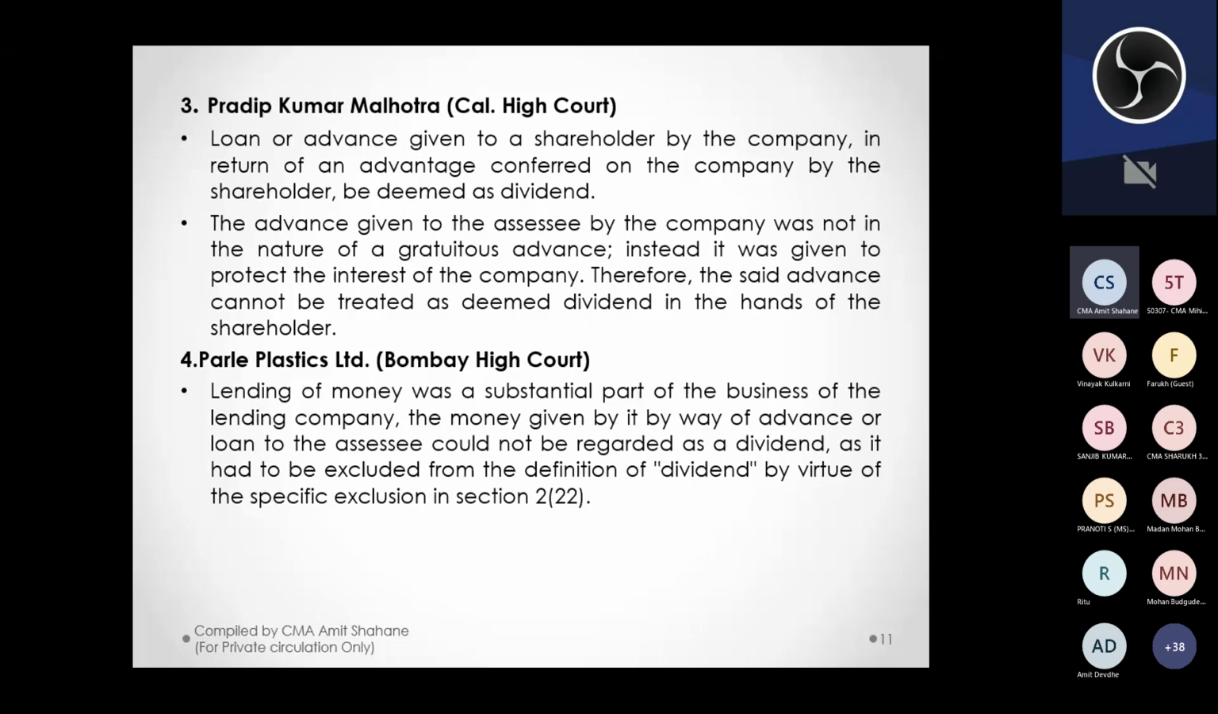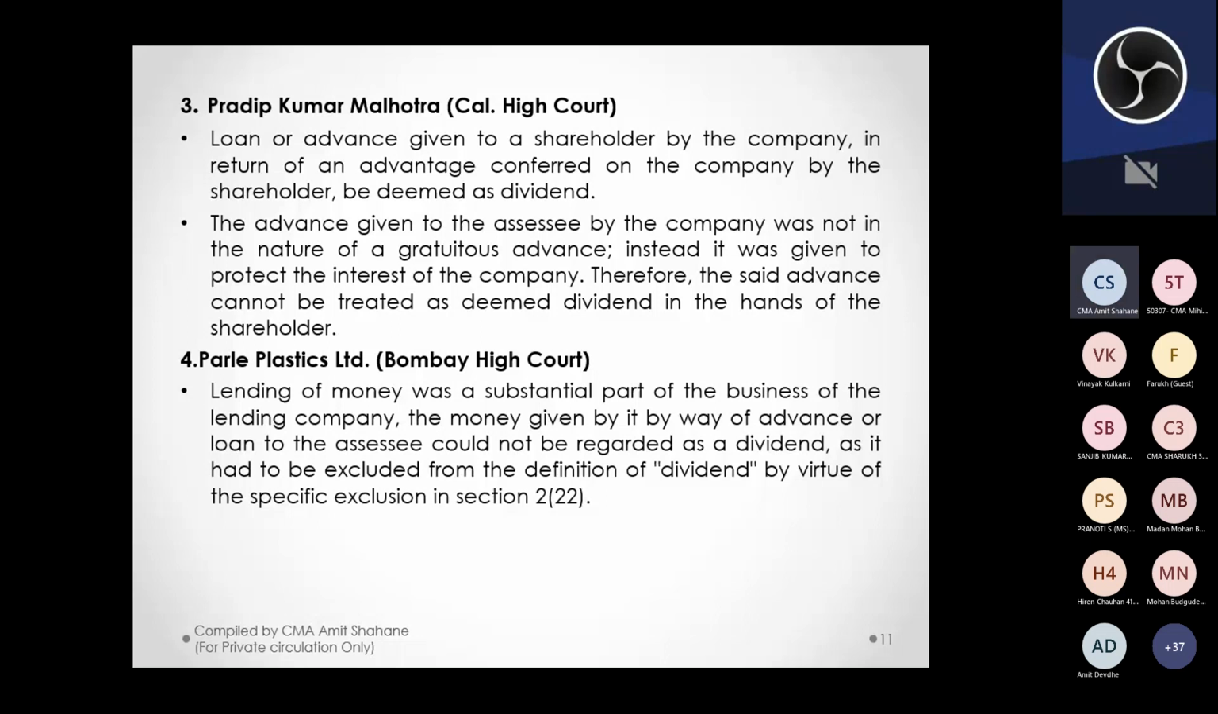This also we have already discussed, that if lending is your regular business, then it cannot be treated as your dividend. Right? So this is most of the things that I wanted to discuss. So apart from this, there are a few things.